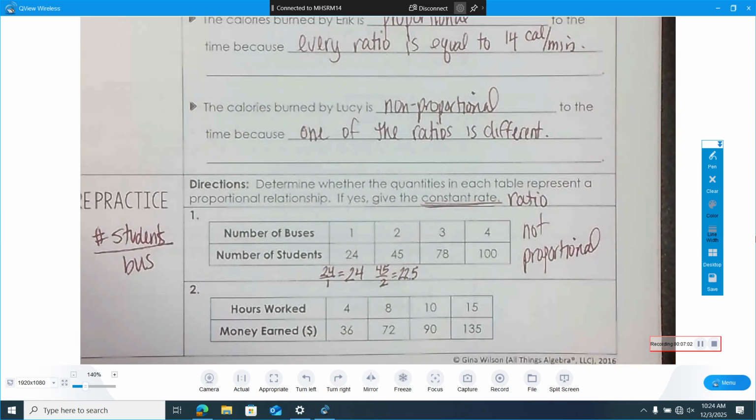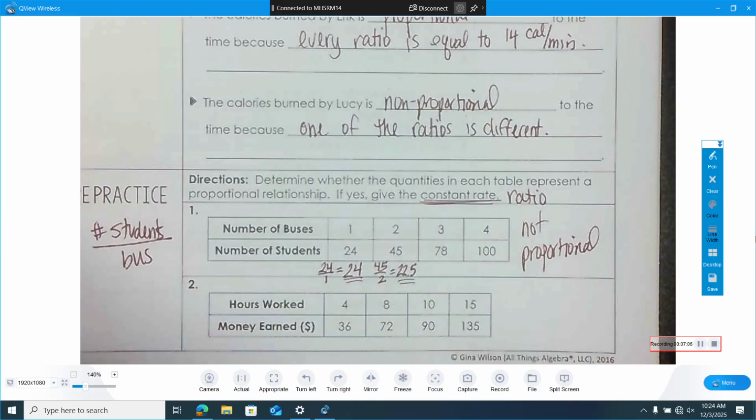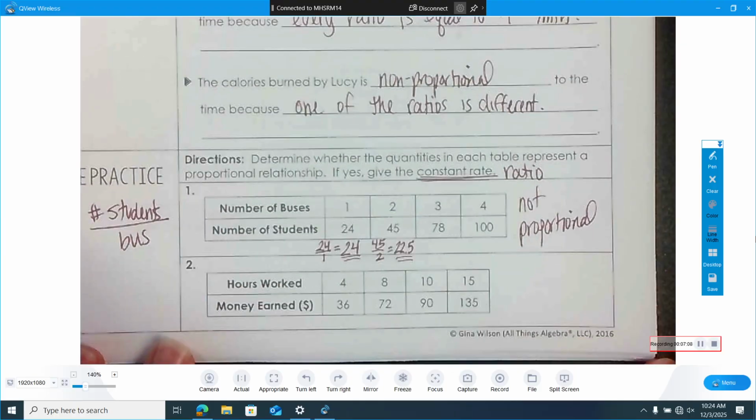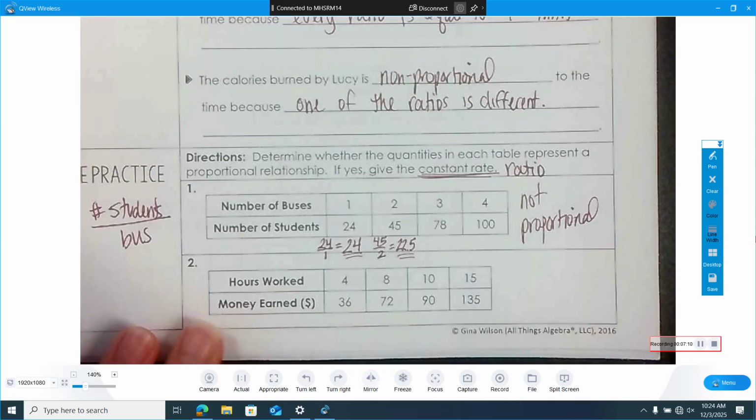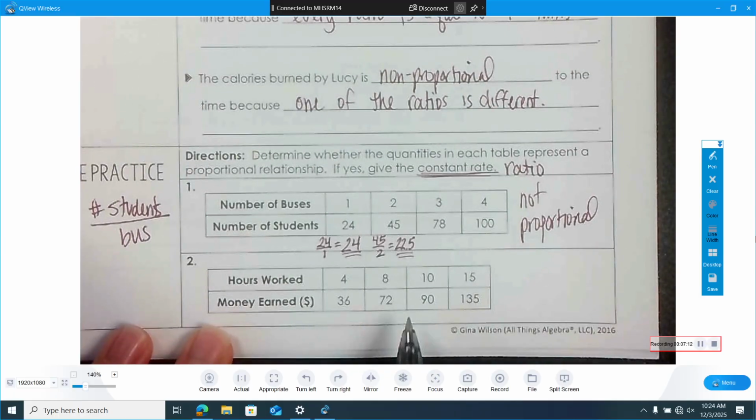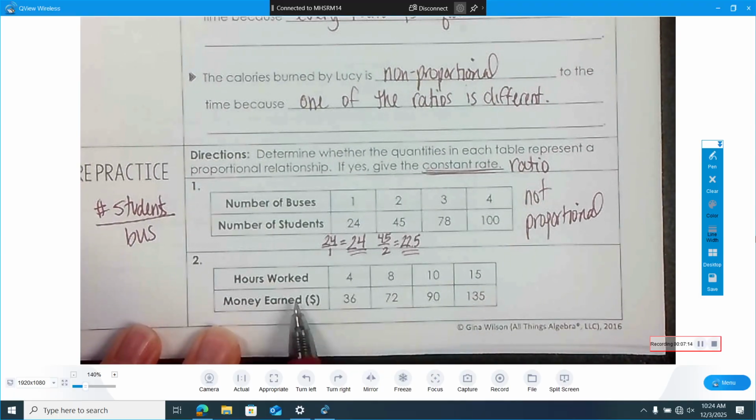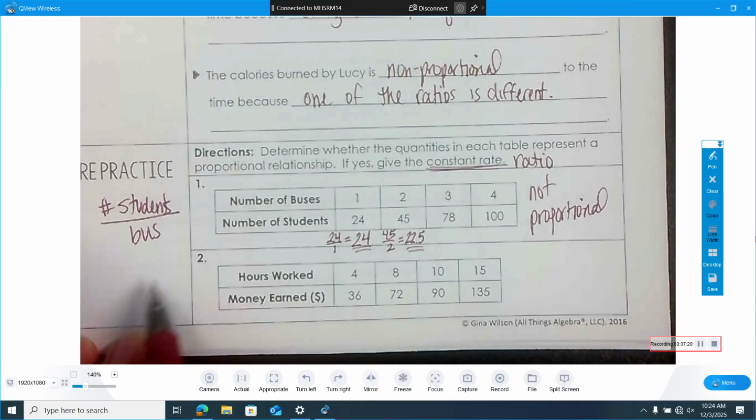It is not proportional. So I can just stop right there because those ratios are already different. Oh, let's look at number 2. Hours worked. I have the number of hours someone has worked, and I have the amount of money that they earned. So if you're thinking about those things, how should we set up our ratio?